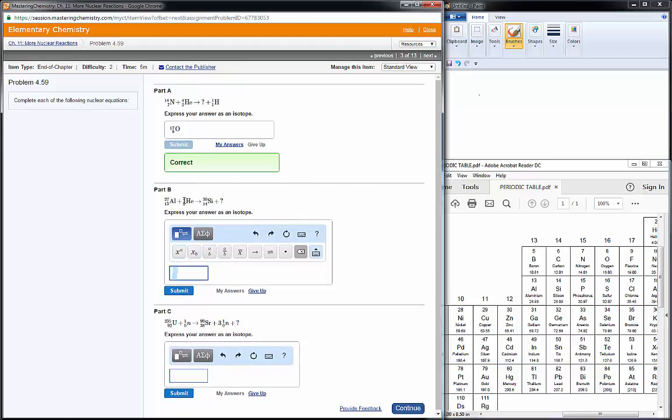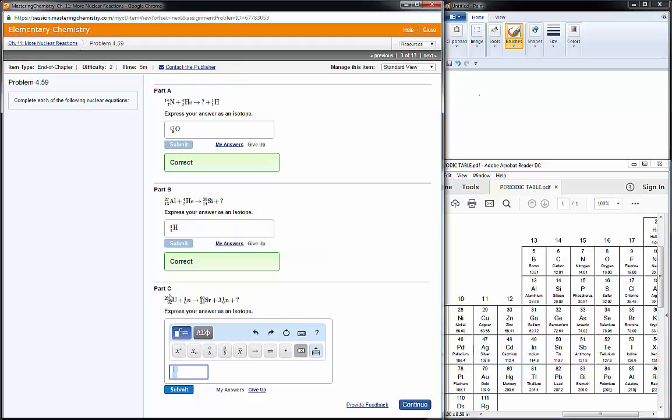27 plus 4 is 31. So that's going to equal 30 plus 1. 13 plus 2 is 15. 15 equals 14 plus 1. Which particle has a mass of 1 and a charge of 1? That's a hydrogen.